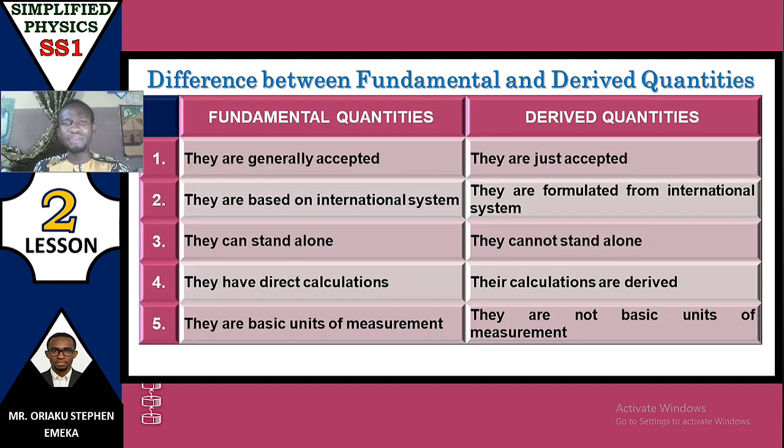We have the table here. Fundamental quantities are generally accepted, derived are just accepted. Fundamental quantities are based on the international system, derived are formulated from the international system. Fundamental quantities can stand alone, derived cannot. Fundamental quantities have direct calculation, while derived calculations are derived. Fundamental quantities are basic units of measurement, while derived are not basic units of measurement.